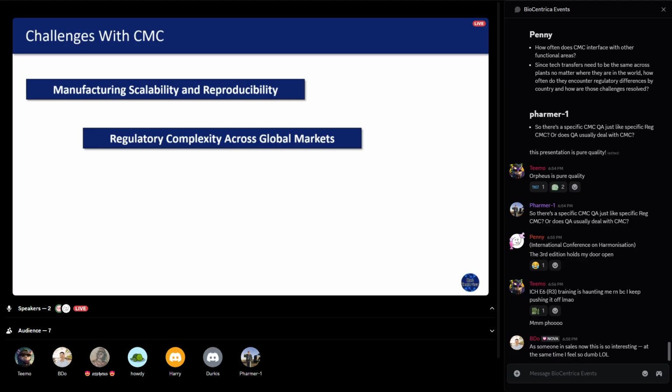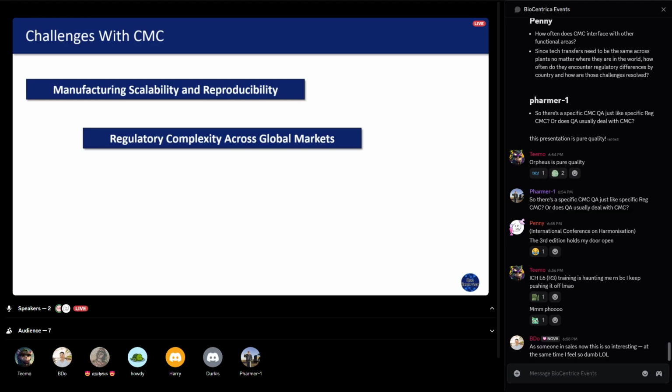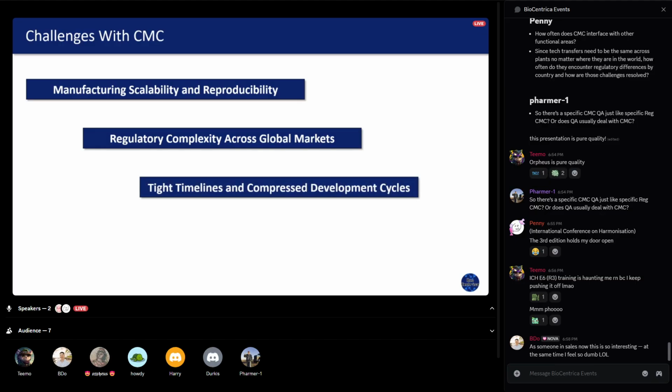The next thing is regulatory complexity across global markets. Because a lot of the times manufacturing sites are not just within the United States, not just within Europe, etc., there's different guidelines for each place. And there's going to be inspections from each regulatory agency. And that's why you need to work hand in hand with a lot of the regulatory guidances within the countries that you're globalizing in. And that is why your regulatory CMC folks are very important.